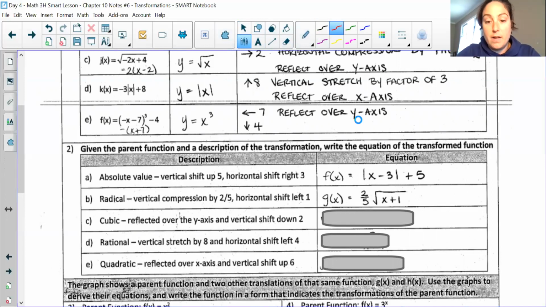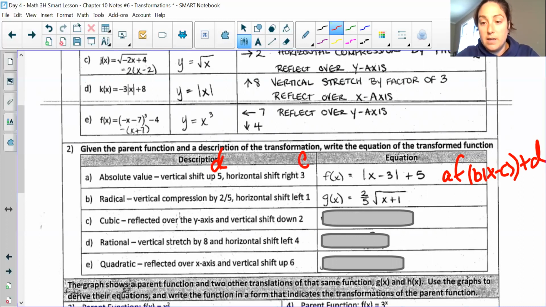So we have a times f of b times x minus c plus d. Again, if we have a vertical shift d and a horizontal shift c, that's why we have -3 in the absolute value and then the +5 outside.